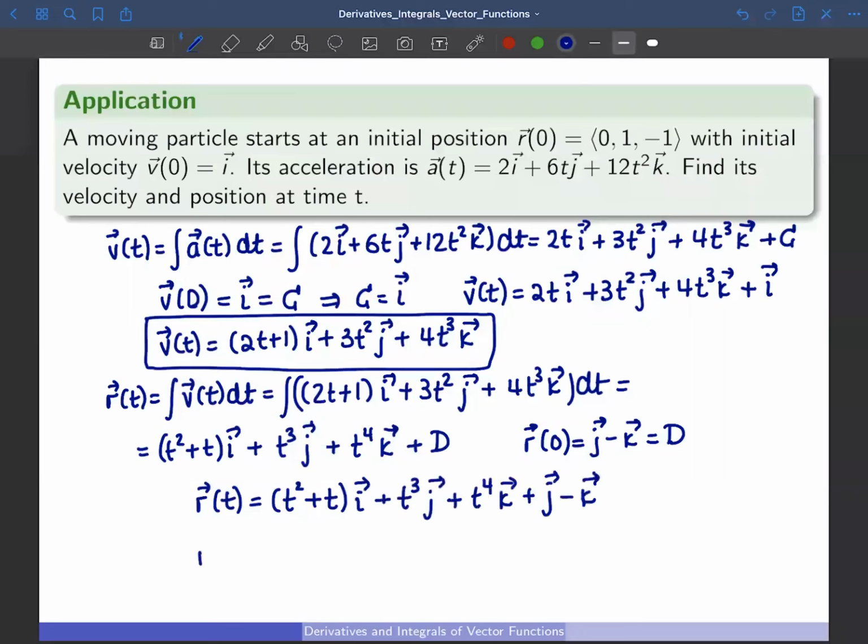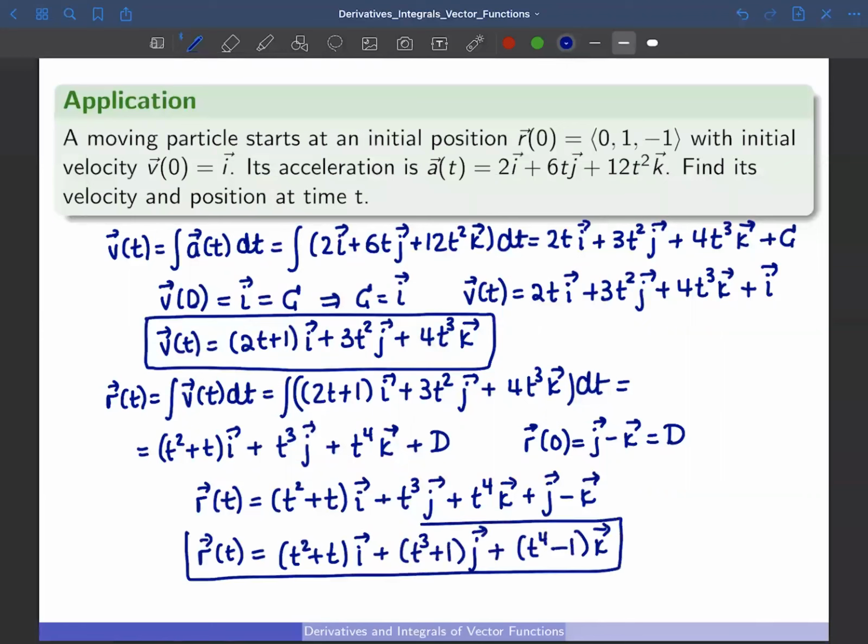So if we now combine the i, j, k vectors, we'll have that the position vector r(t) is given by t squared plus t times the vector i, and then plus t to the third plus 1 times the vector j, and then plus t to the fourth minus 1 times the vector k. So this gives us the position vector at any time t.